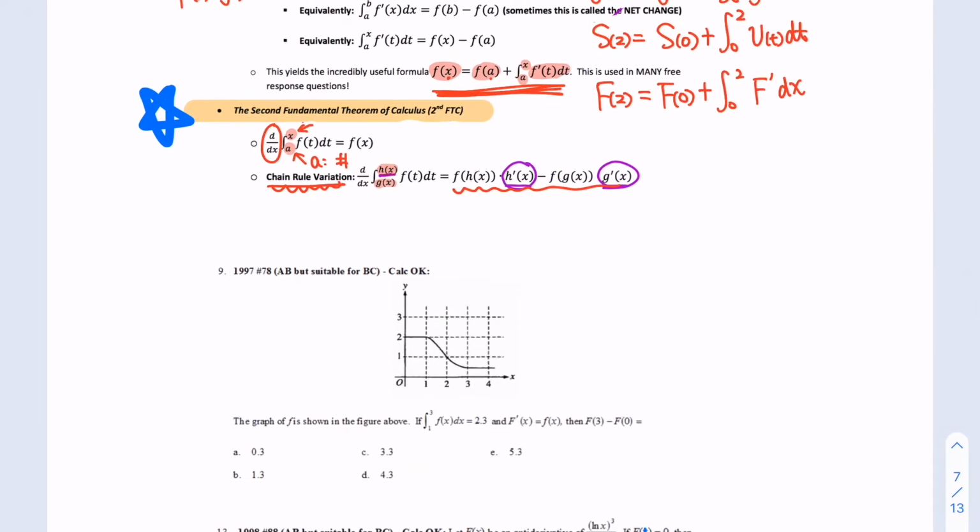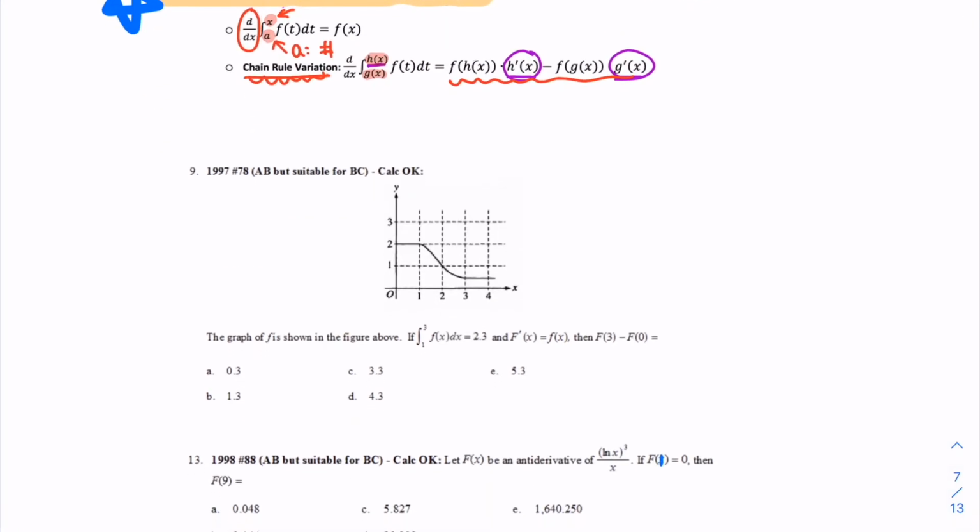So let's have a look at example 9. You can pause the video for 2 minutes and try to solve example 9. So example 9, given the function, the integral from 1 to 3 of f(x) dx equals 2.3, and also we know F prime equals lowercase f. So F(3) minus F(0) will be the integral from 0 to 3 of F prime dx. And we know F prime is lowercase f.